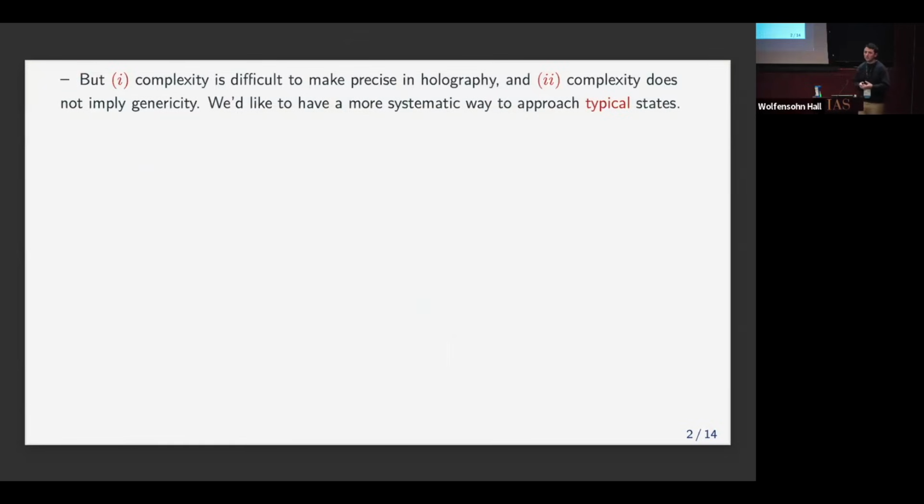However, complexity is a difficult quantity to pin down precisely in holography. And moreover, something that I want to emphasize during my talk is that complexity doesn't necessarily mean genericity. Okay? So in particular, I would like to have a more systematic way to try to approach typical states of black holes. So in order to emphasize this second point, let me just first define what I mean by typical.